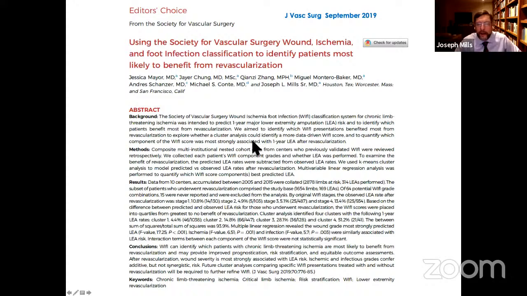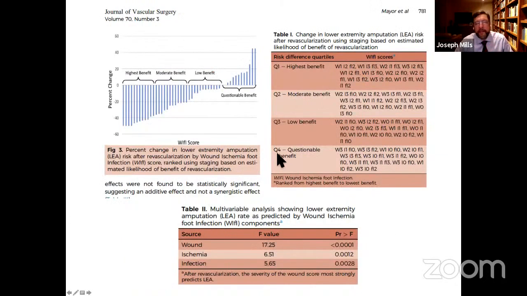Most of these were in the US, but I think we had one Japanese group that contributed, and these were all patients who were revascularized. So it was 1,600 limbs. And we looked at this predicted benefit of revascularization. And what we found was the wound, ischemia, and infection scores all had independent predictive values, and that patients that did the best had severe ischemia with small to medium wounds.